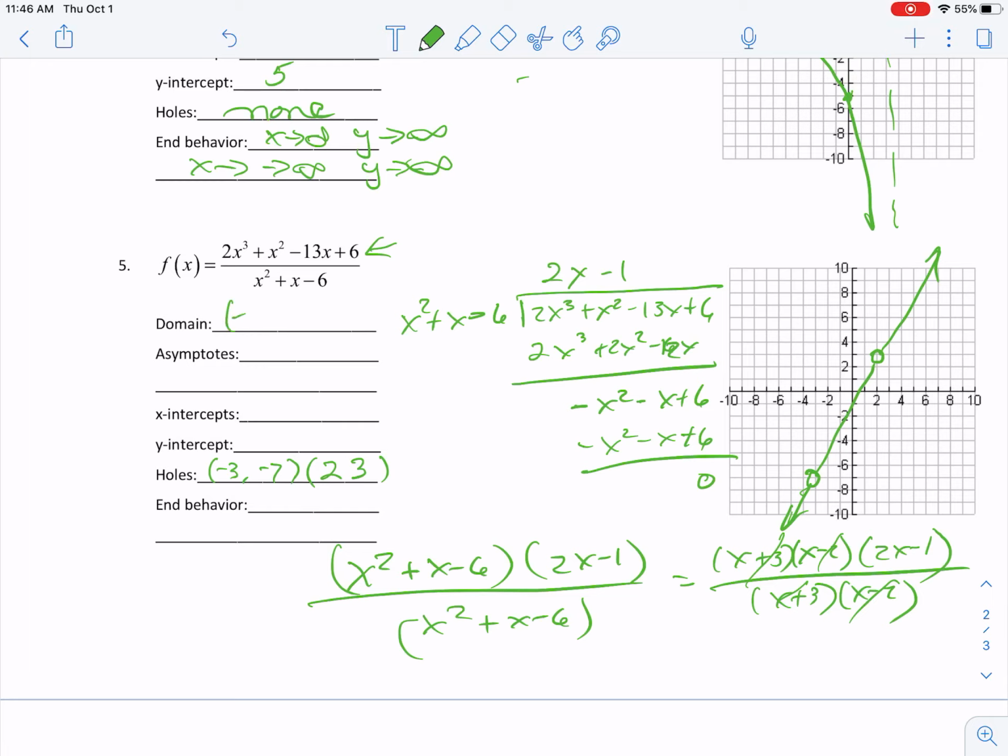So your domain is negative infinity to negative 3, negative 3 to 2, and 2 to infinity. Asymptotes are none. My y-intercept is at negative 1. The x-intercept is at a positive 1/2. End behavior: x is going to infinity, y goes to infinity; x goes negative, y goes negative. That's just so cool. Love it.